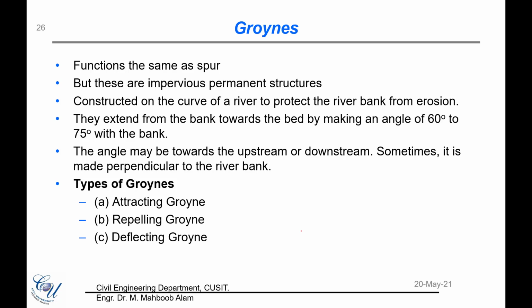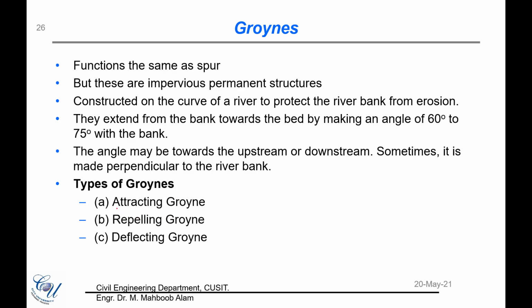The thing that makes them different from the spurs is that they are impervious in nature. Water does not enter inside the groin structures, and they are also permanent structures. In case of spurs, we said that they are usually temporary structures, and after every flooding season, as the case may be, you have to dismantle them or install them somewhere else. In case of groins, they are permanent structures and they are impervious. These are the three types of the groins.